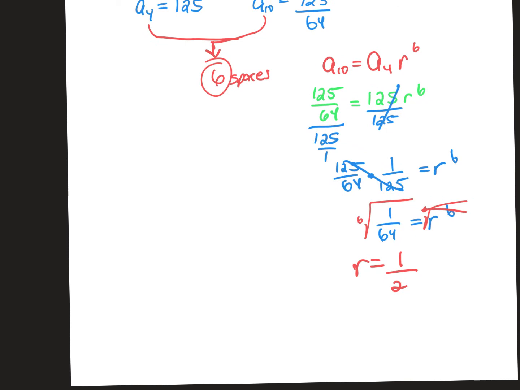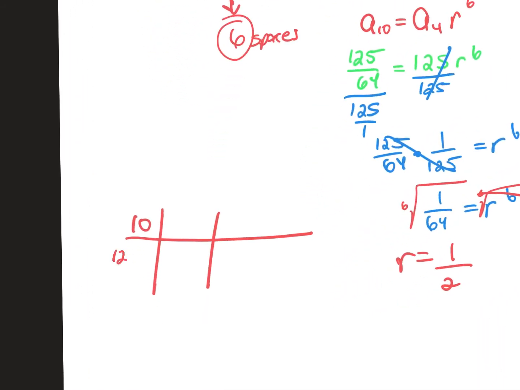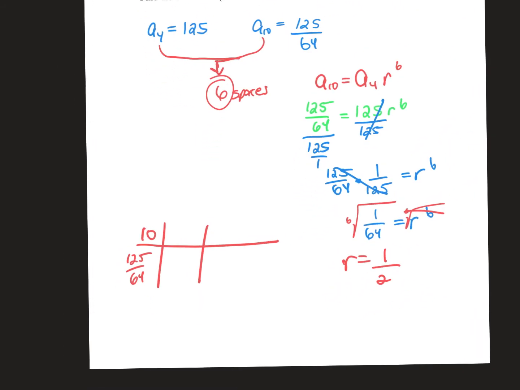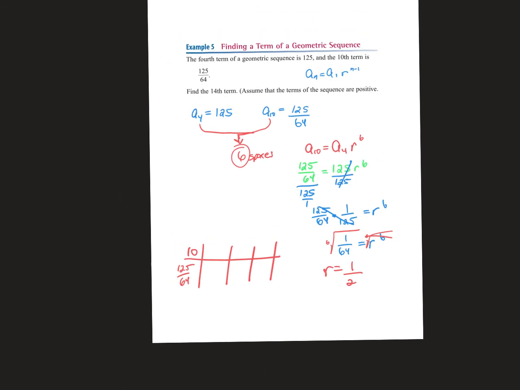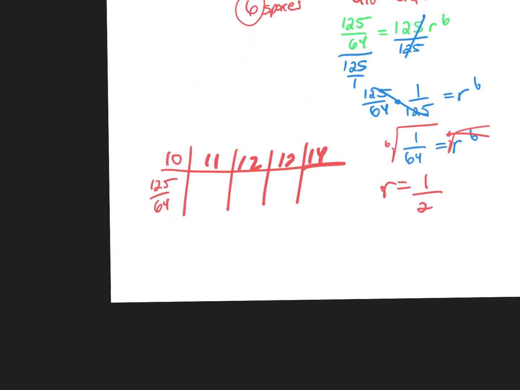Now, a couple different ways we can do this. All right, I know that my 10th term is what? 125 over 64, right? And what is the question asking me for? What do they want me to find? The 14th term. So 10, this is 11, 12, 13, 14. In order to get from one term to the next, what do we do every time? Multiply by 1/2. So you could multiply by 1/2 here and get the 11th term, then multiply by 1/2 and get the 12th, and multiply by 1/2, right?